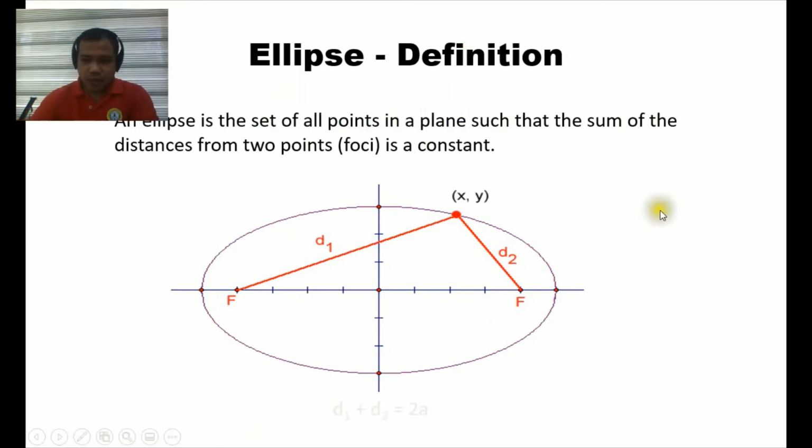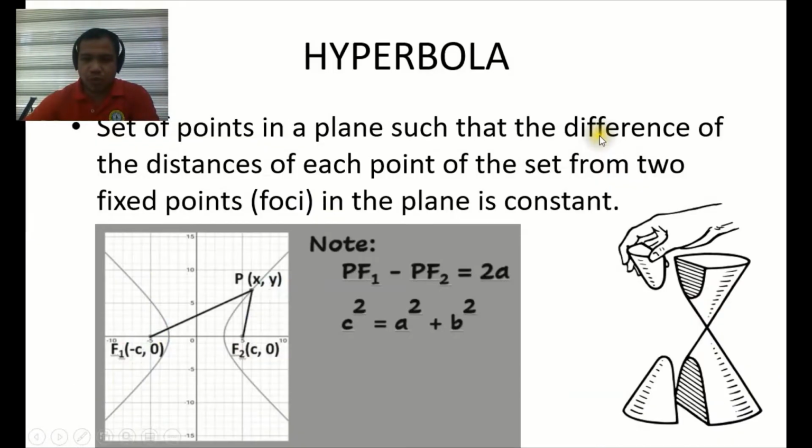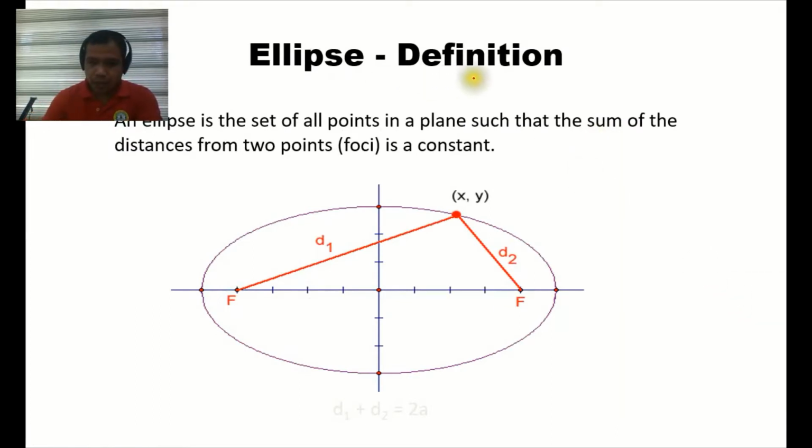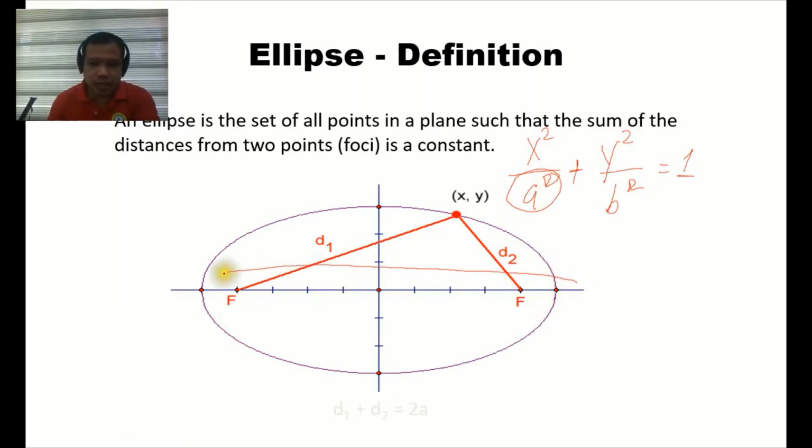For the review, kung matatandaan ninyo, ang ellipse, ang formula niya is x squared over a squared plus y squared over b squared is equals to 1. Since a squared yung pinakamahabang line, which is the major axis, from this vertex up to this vertex, we are to use a squared is equals to c squared plus b squared.